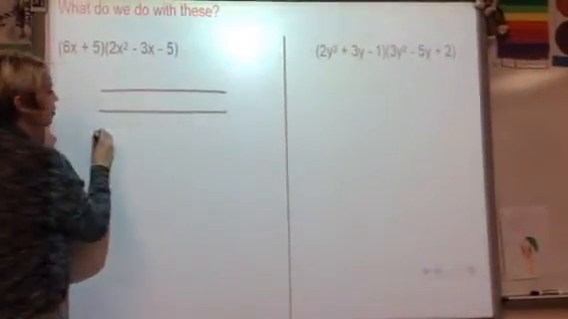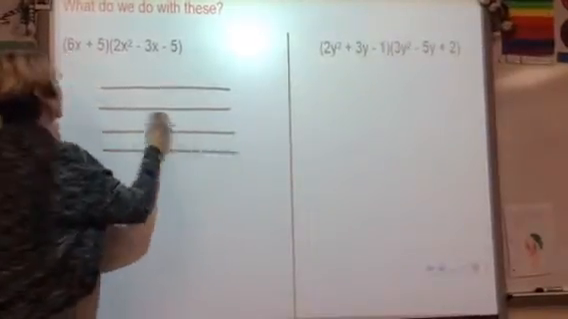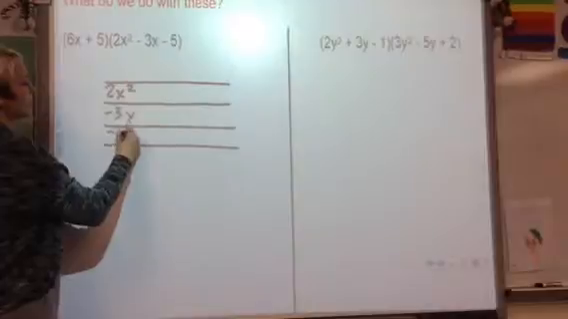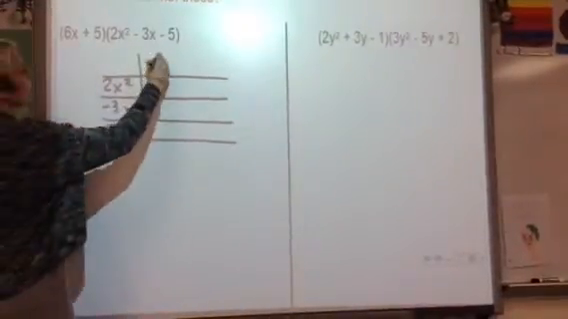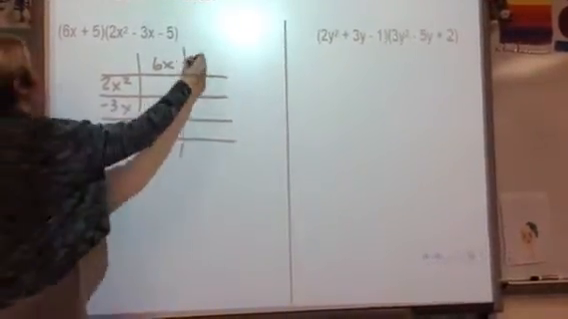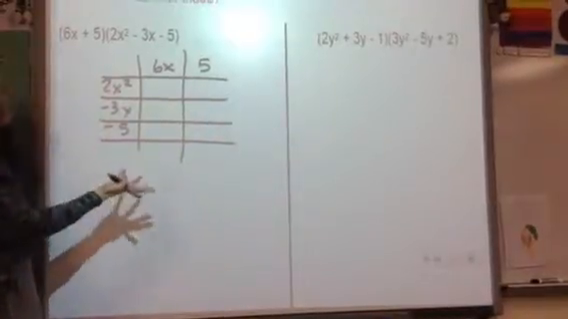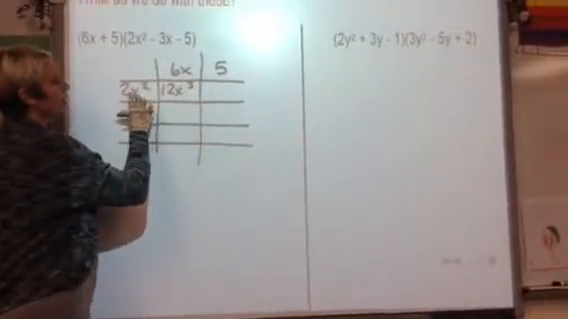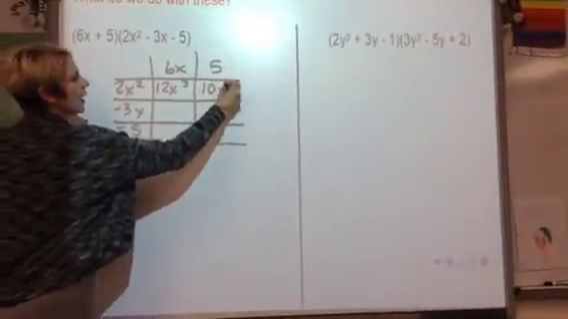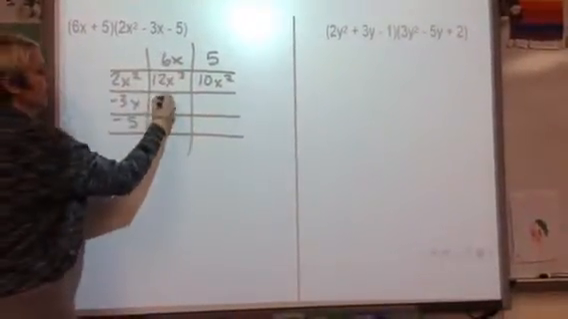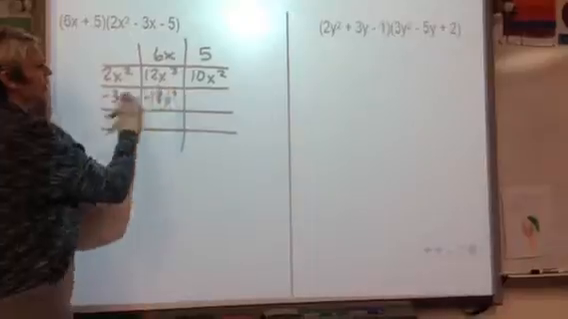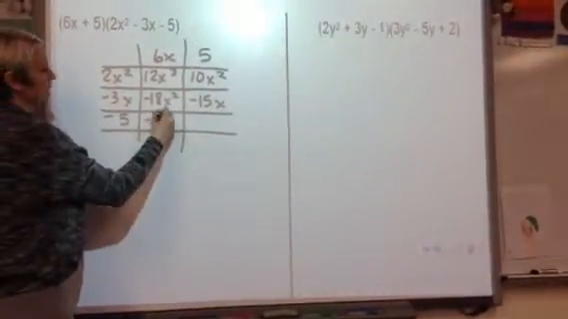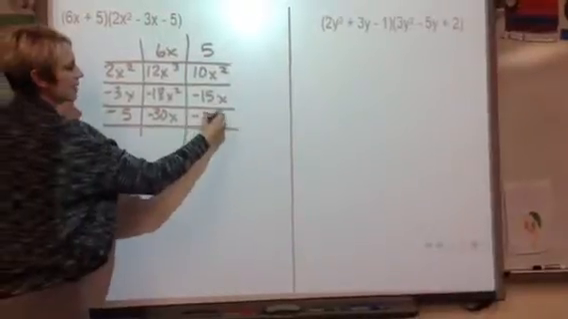Well, you have a trinomial, so you need 3 across, and that's going to be 2x squared minus 3x minus 5. And then you have a binomial, so you need 6x plus 5. Now watch what happens. You multiply, that's 12x to the third. This would be 10x squared. This would be negative 18x squared. This would be negative 15x. This would be negative 30x. And this would be negative 25.